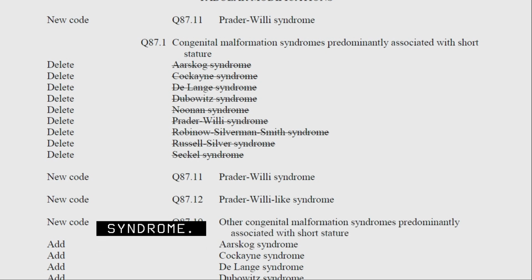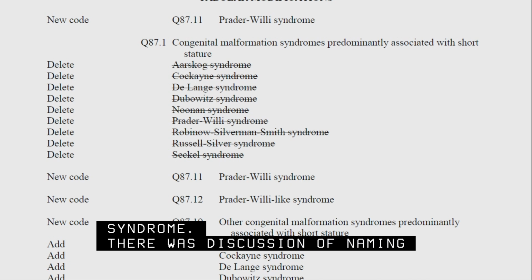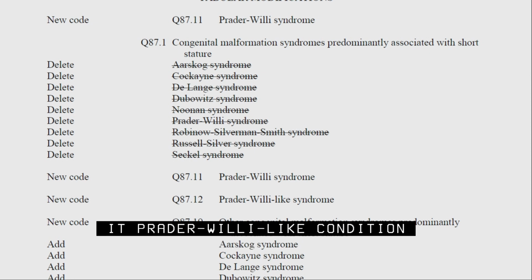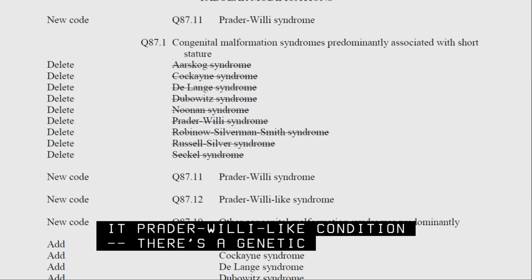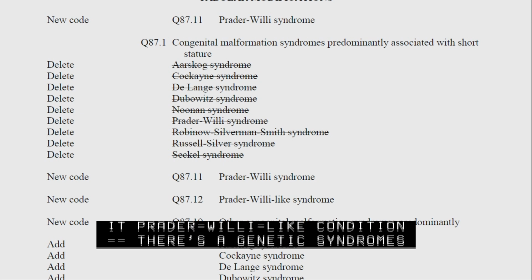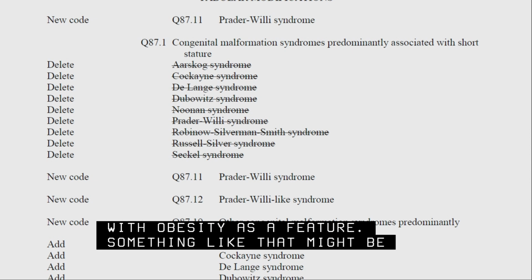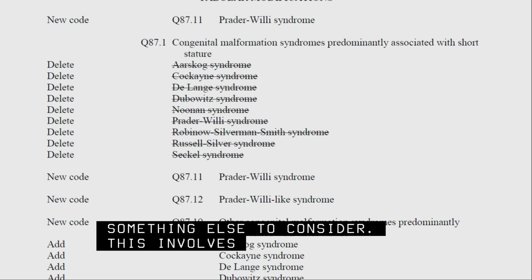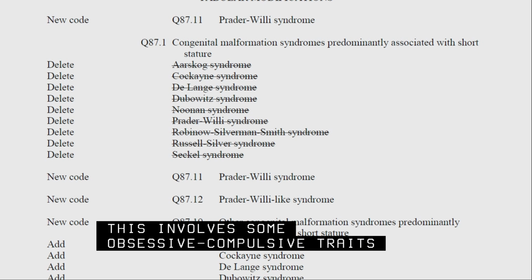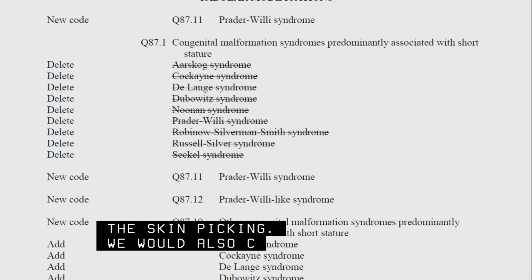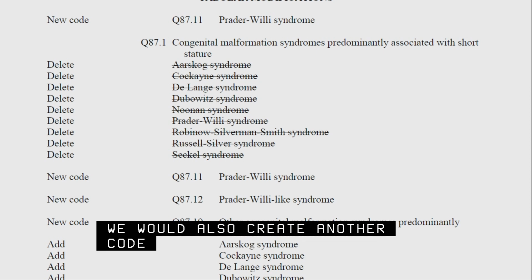And I will also comment that WHO has in ICD-10 a genetic syndromes with obesity as a feature. Something like that might be something else to consider. Of course, this one also involves some obsessive compulsive traits and the skin picking. So these would be other things to think about. And then we would also create another code, the .19 for other congenital malformation syndromes predominantly associated with short stature, and all the other things would go there. So that's where we're at. I'll open it up for questions or comments.